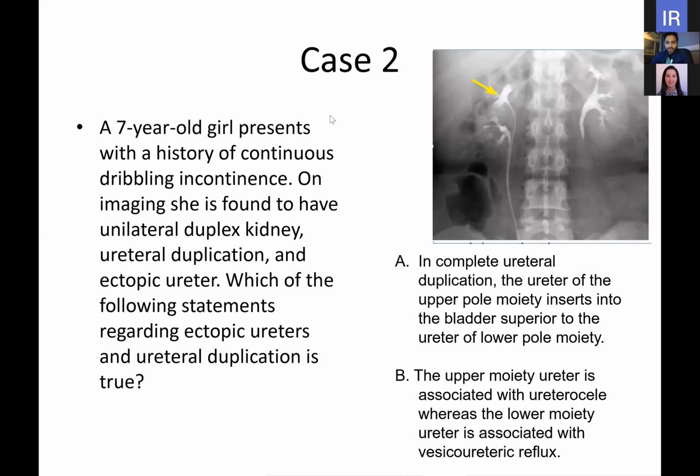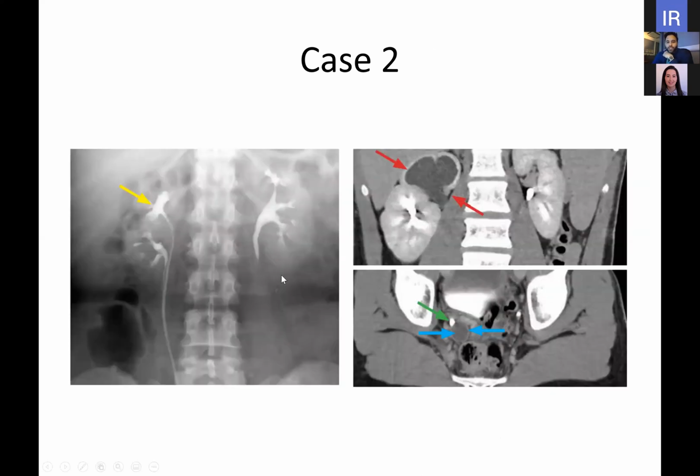Right. So we'll talk about this case, and we'll talk about the image here on the top right as well. This type of image is quite an old-fashioned study. It's called an IV urogram. Essentially, water-soluble contrast is injected, and you take an X-ray when the contrast has reached the collecting system. As you can see here in this image, you see 2 renal pelvic systems that join midway to form one single ureter.